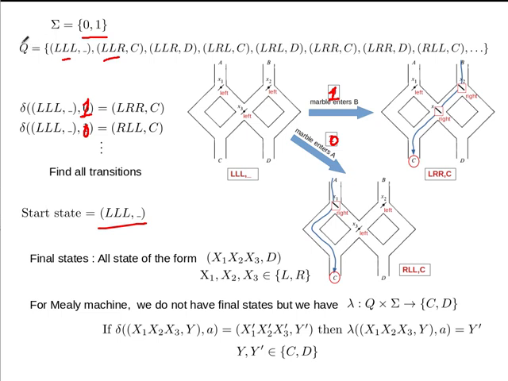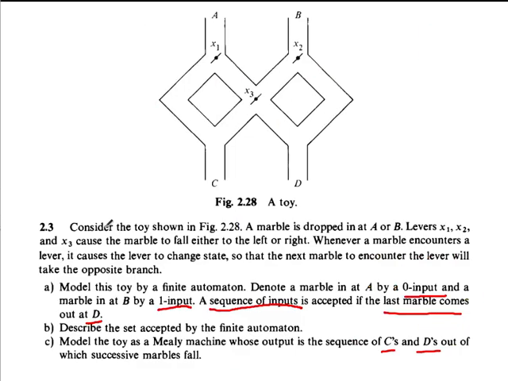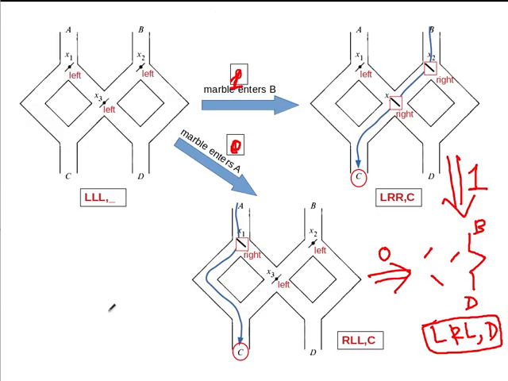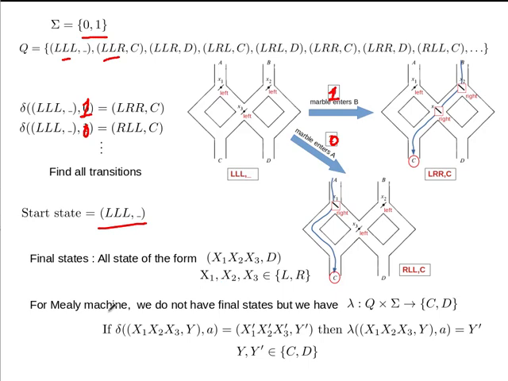So the sigma, Q, delta, start state, and what are the final states? You remember the language we are trying to recognize is the sequence of inputs where the last marble comes out of D, right? So that means we want to end up in a state where this thing is D. So these are just some combination of left, right, and this has to be D. So all those states will be final states.